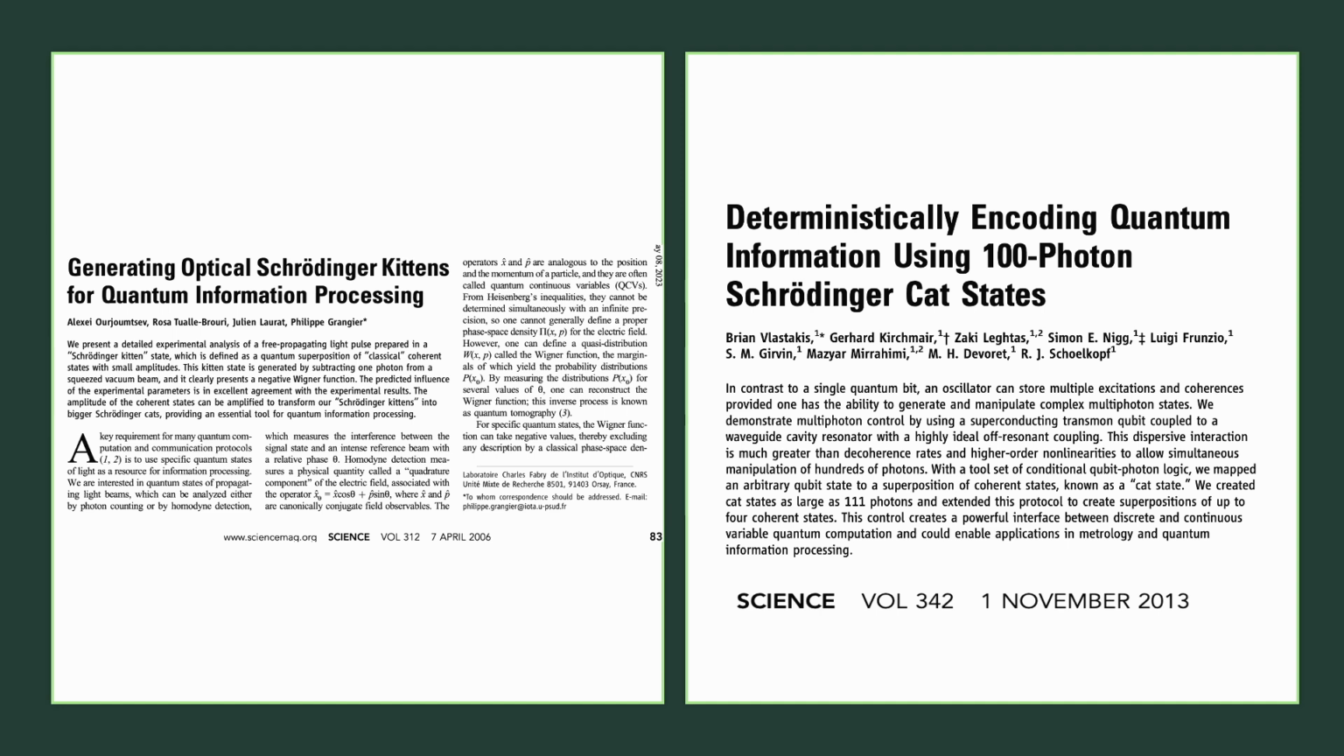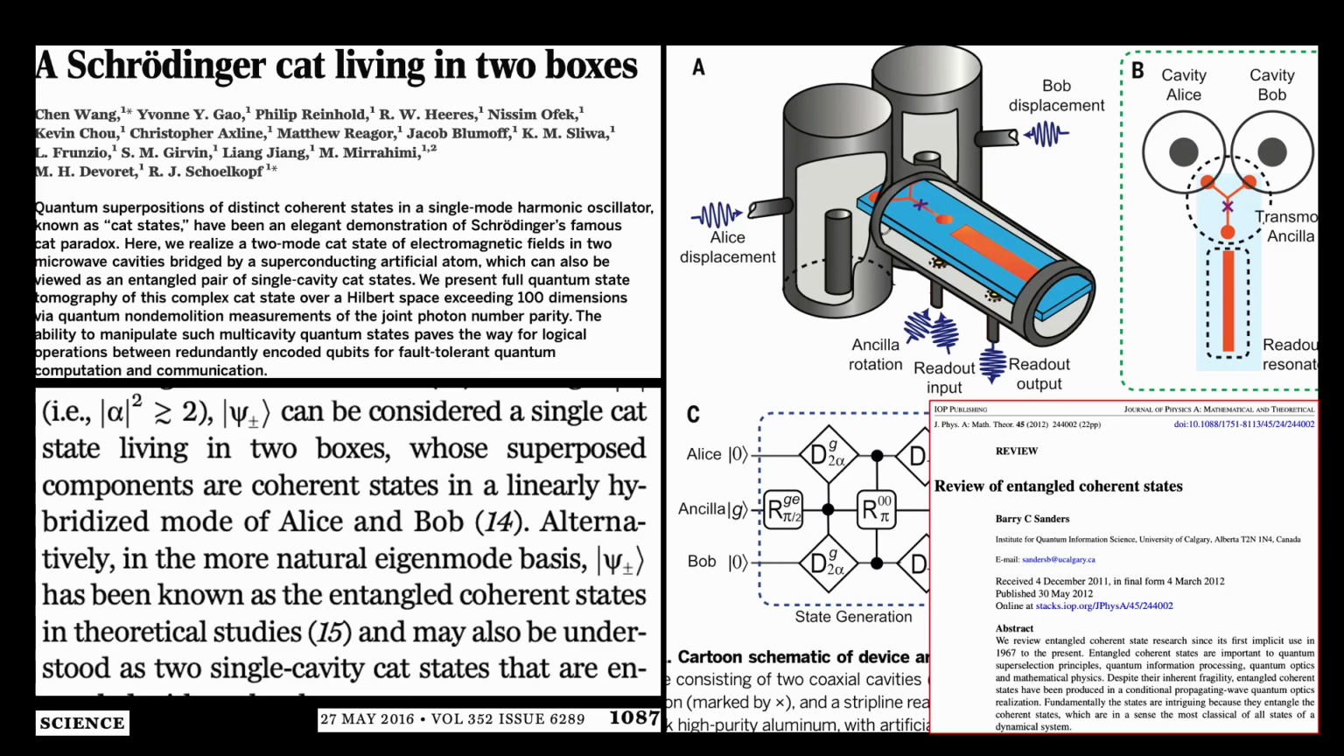Okay, so cat states became viable. And then this one I thought I'd put up. If you can make a superposition of two coherent states, why not make a coherent state in two modes and make a superposition thereof? You can see here there's two microwave cavities. And so the title's called The Schrödinger Cat Living in Two Boxes. You can see down in a blown up part of the abstract on the left, it says, has been known as the entangled coherent states.